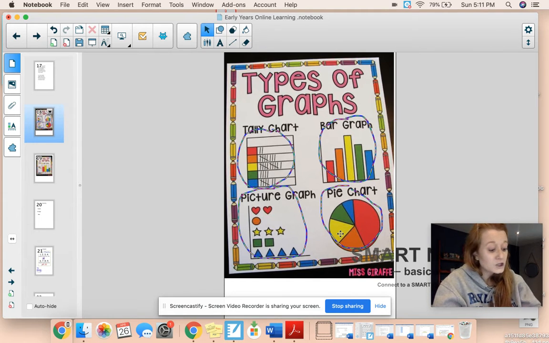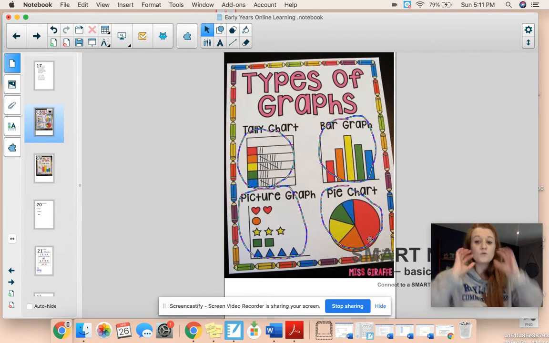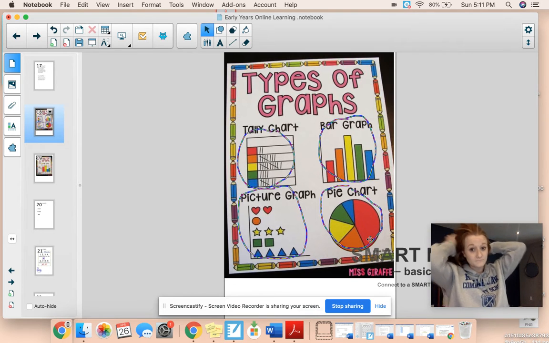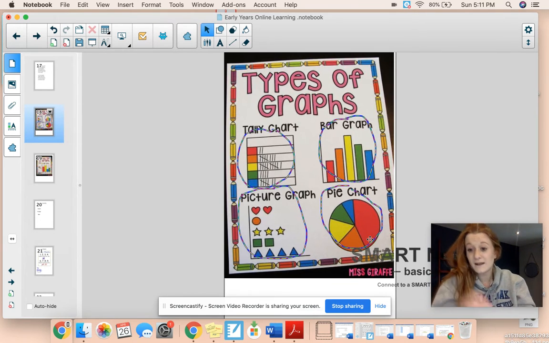Now, a pie chart, again, is very similar, but it shows the different parts. Okay, and it also shows you what's the most popular, what's the biggest, and what's the smallest. So in this case, if we take a look here, red is our biggest section, right? So that's the most popular event or the most popular outcome, depending on what we're asking, what we're surveying.